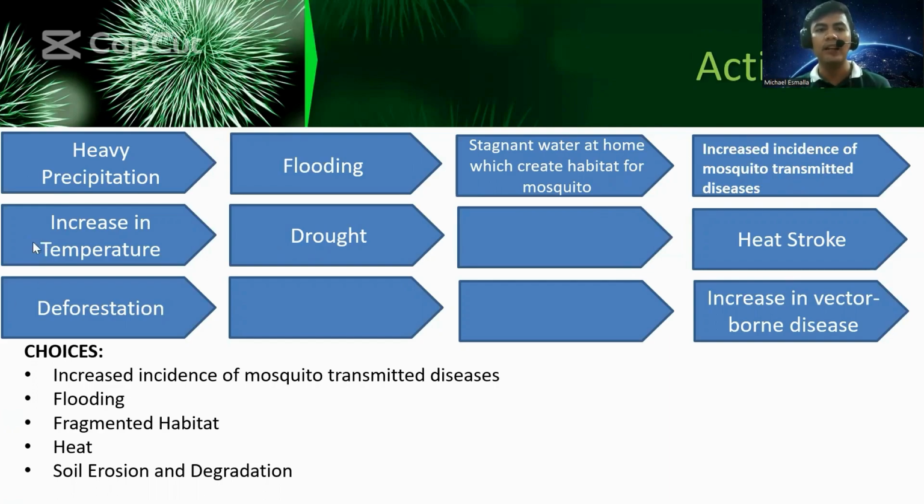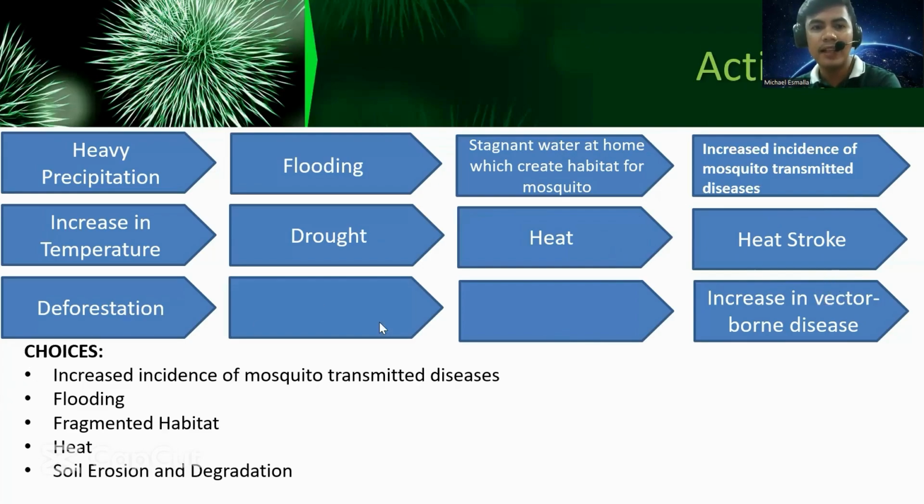Next we have an increase in temperature, which can lead to drought. And then what is the environmental hazard that it may cause? That is the increase of heat and temperature, of course. And then after that, the health effect would be heat stroke.